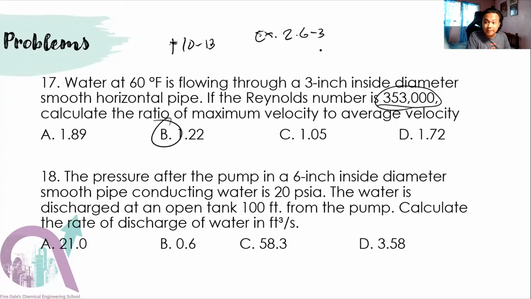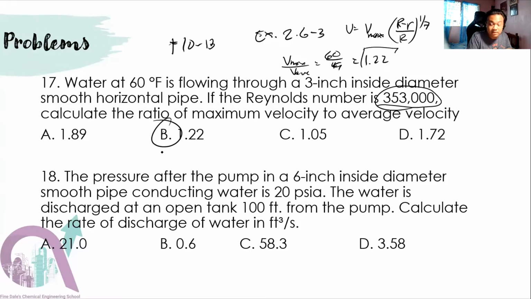2.6-3 in Myrckho, where you are asked to solve this equation. So you have to integrate this actually, and I don't know how to integrate that. So yeah, then you will get the answer, V max over V average, is 60/49, which is 1.22. Coincidence. I don't know how they solved this.